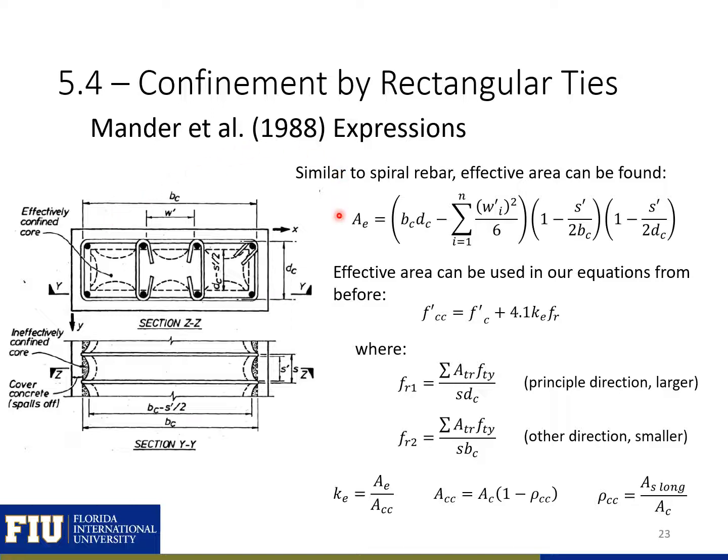So this is the effective area, and we can then use this effective area to find our f_l1 and f_l2, so our principal direction and other direction restraining stresses, and then use these to relate our confined concrete strength to our unconfined concrete strength. And we'll do this in an example problem later.